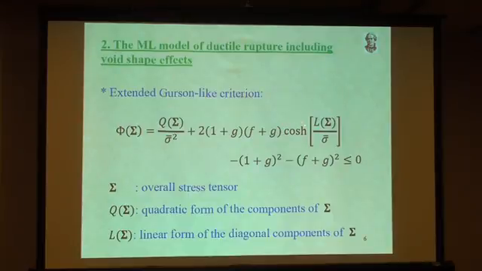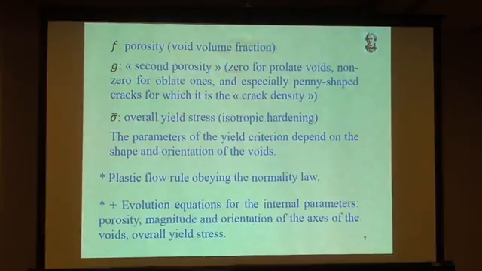You have the famous hyperbolic cosine. You have the porosity, the usual porosity f. You have here sigma bar, which is the average yield stress of the matrix. But the main thing which makes this criterion distinct from that of Gurson is the appearance of g here. And g has a rather complex definition. I call it the second porosity.